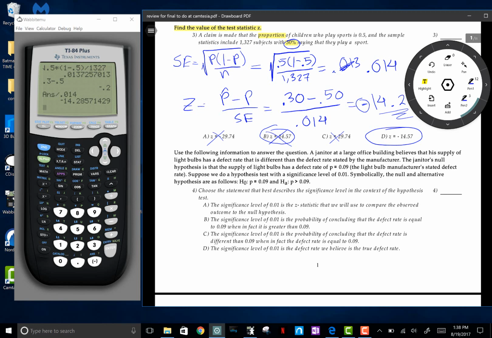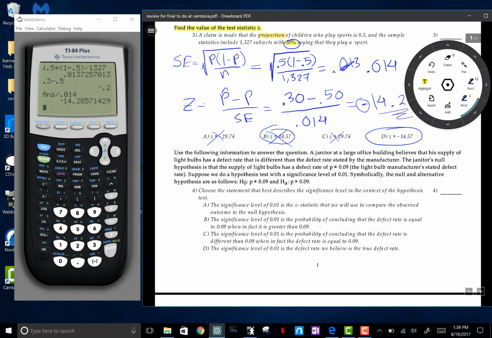The janitor's null hypothesis is that the supply of light bulbs has a defect rate of p equal to 0.09. The light bulb manufacturer stated defect rate. Suppose we do a hypothesis test with a significance level of 0.01. Symbolically, the null and alternate hypotheses are as follows. So it says, choose a statement that best describes the significance level in the context of the hypothesis test.